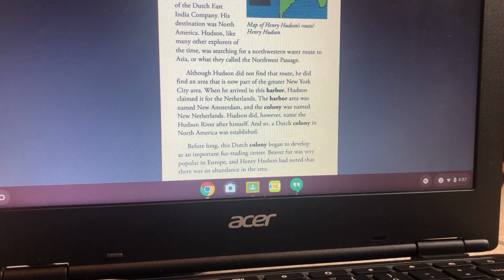Before long, this Dutch colony began to develop as an important fur trading center. Beaver fur was very popular in Europe, and Henry Hudson had noted that there was an abundance of beavers in the area.